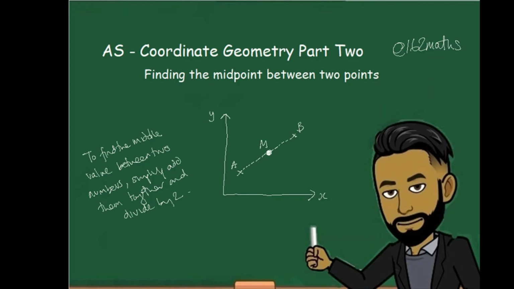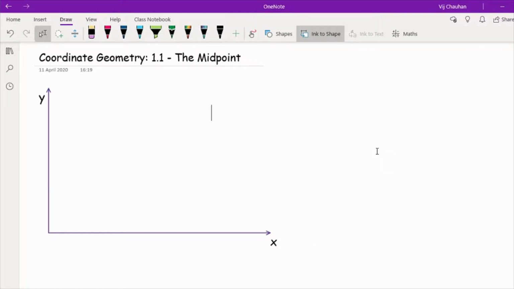So in this video of coordinate geometry part 2, I'm going to be showing you how we can find the midpoint between two coordinates. So to find the midpoint of two coordinates, let's first make a mark of our 2 points. Here I'm going to call this point A, and this is going to have coordinates of x1, y1, and this is point B, which is going to have a coordinate of x2, y2.